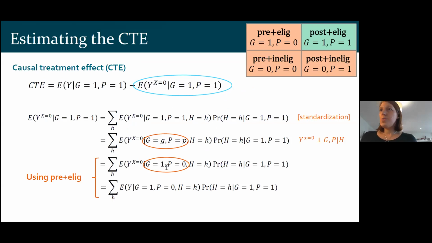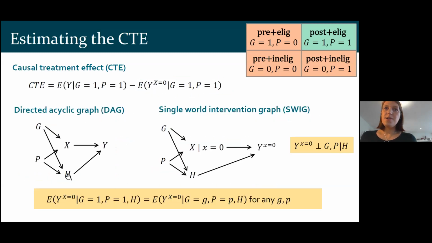So that's again using the top left group in our 2x2 little table. And again, we can then use what we know about our data, that none of those people receive the treatment. And so this expectation in the G equals 1 and P equals 0 can be written in terms of the expectation of the observed outcome. And we can do the same using the other possible control group there. So under this slightly more complicated DAG here, where we have these other routes from G and P to the outcome, if we've got these measured variables H, which those effects go through, then we can deal with that using standardization.